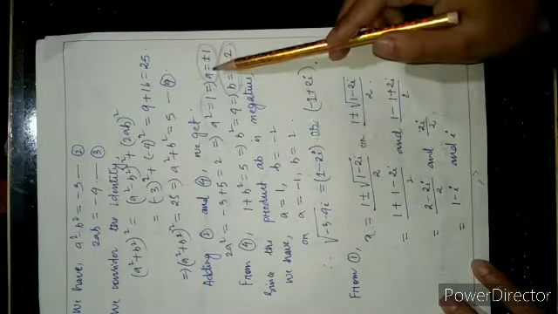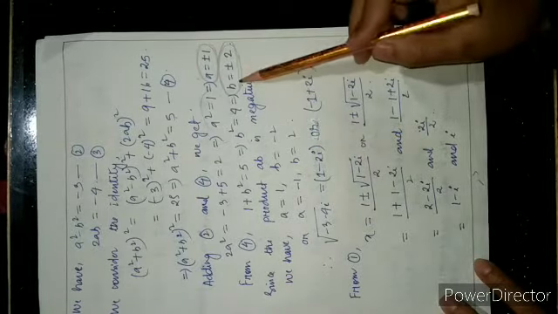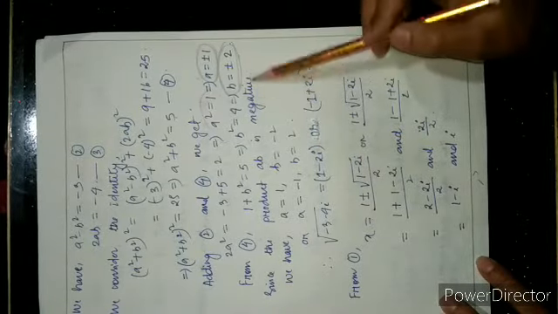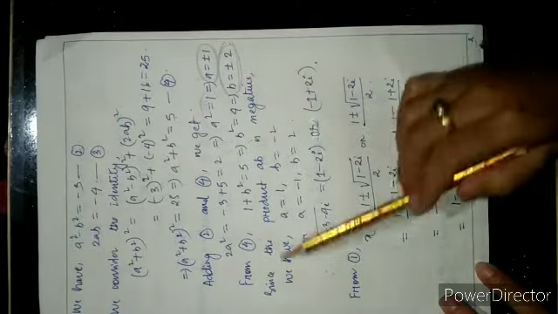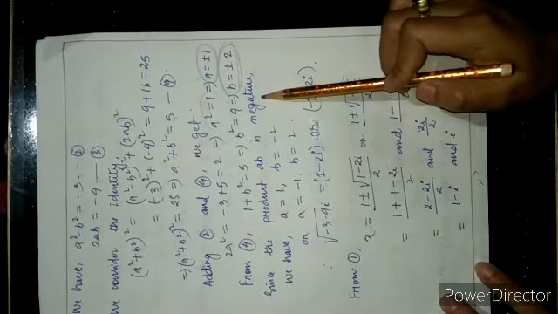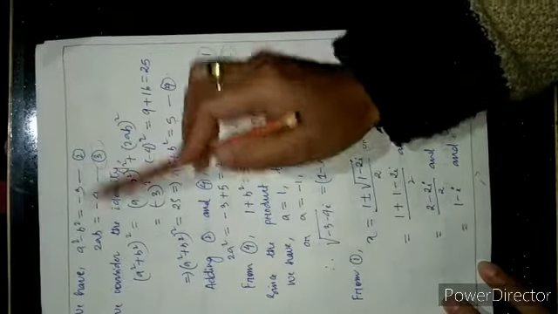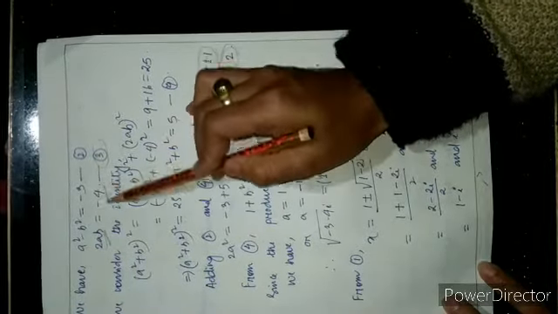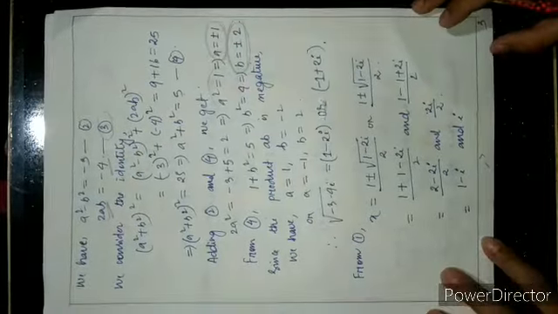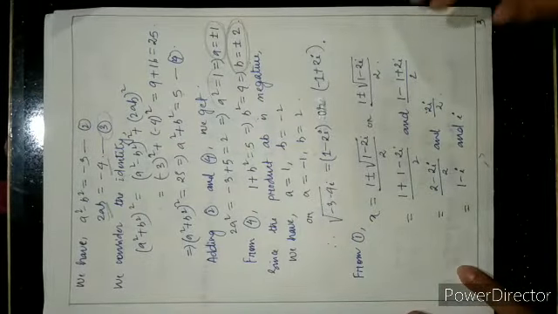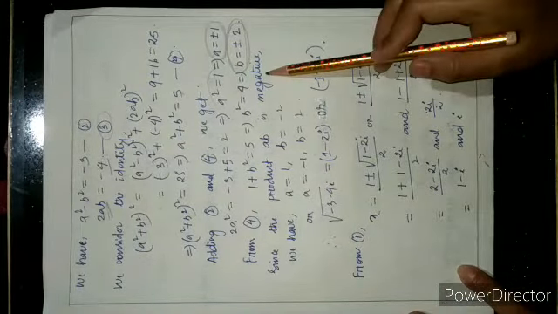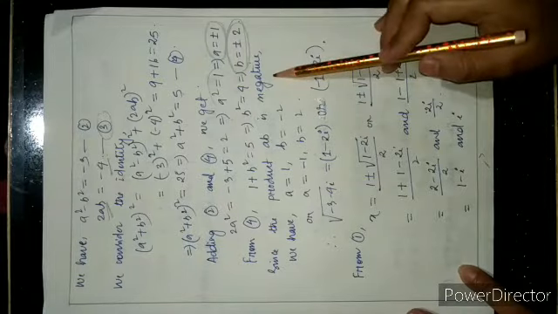Here we have the possible values of a and possible values of b. We choose the correct combination, since the product of a and b is negative. From equation number 3, the product of a and b is minus, so either one of them will be negative.